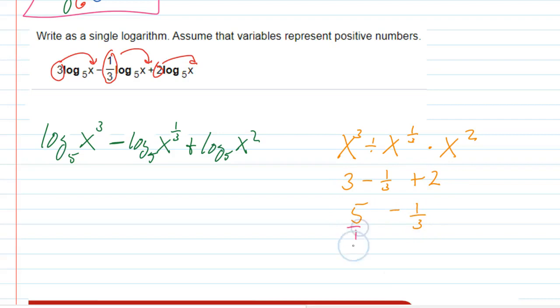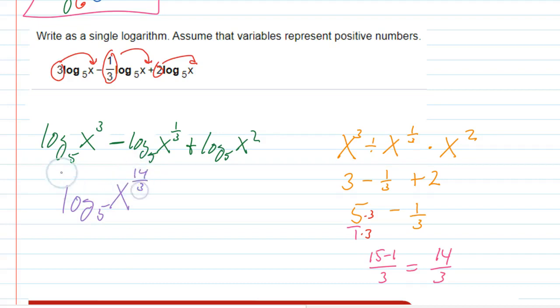The 5 is over an invisible 1. And I need common denominators in order to add and subtract. That means I need to multiply the bottom by 3, and whatever I do to the bottom, I do to the top. That gives me a common denominator of 3, and on top I have 15 minus 1. That's 14 over 3. The log base 5 hasn't changed. The x hasn't changed. What we've done is we've multiplied and divided. And that leaves us with an exponent of 14 over 3.